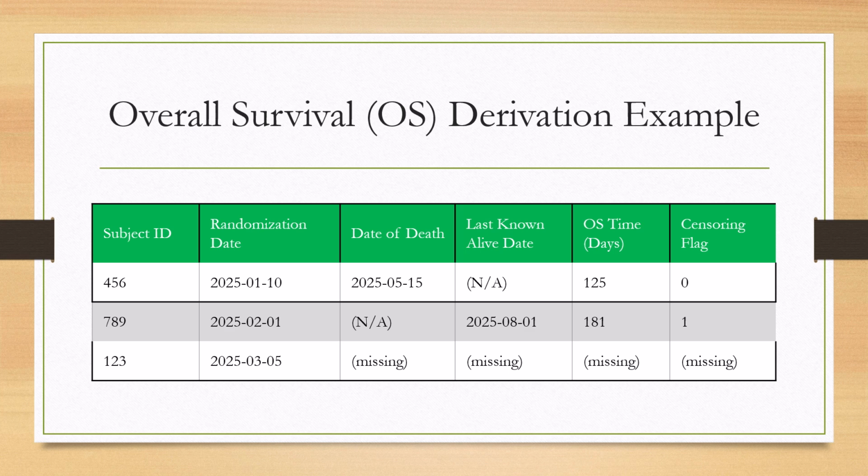marked as missing. And since we do not know if the subject experiences the death or was still alive at the time of this assessment, we cannot mark the censoring flag or the censor indicator variable as well. So for that scenario, the censoring flag is also kept as missing.